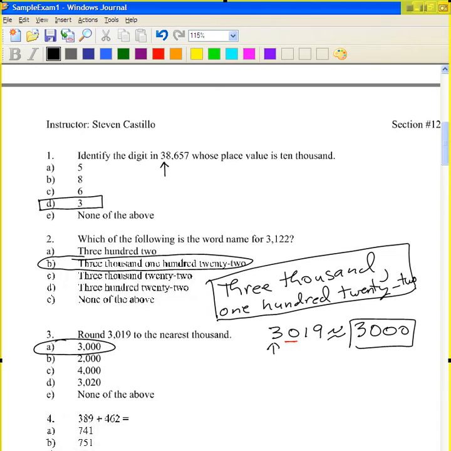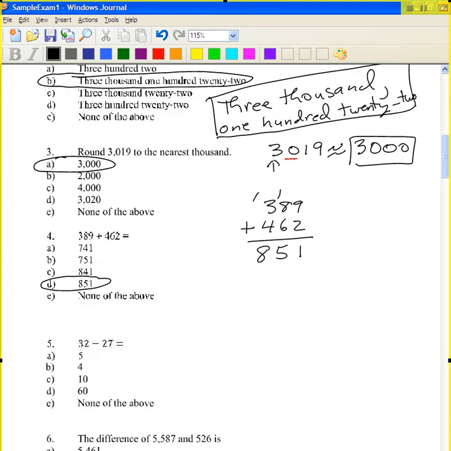Let me do problem number 4. 389 plus 462. So let me add that. 9 plus 2 is 11, carry the 1. 9 plus 6 is 15, carry the 1. 4 plus 4 is 8. So 851. So D.